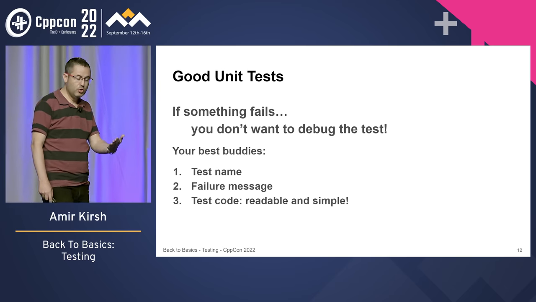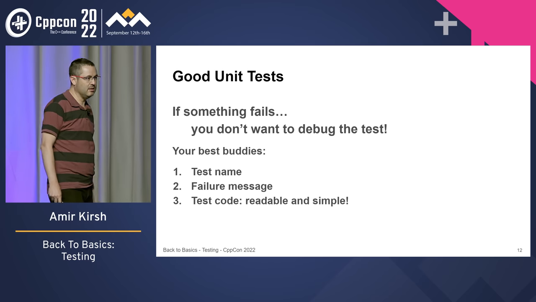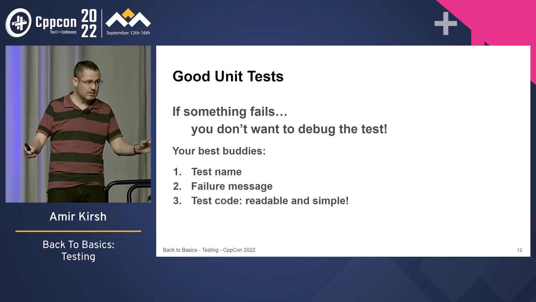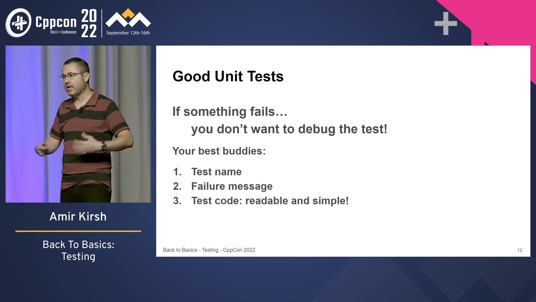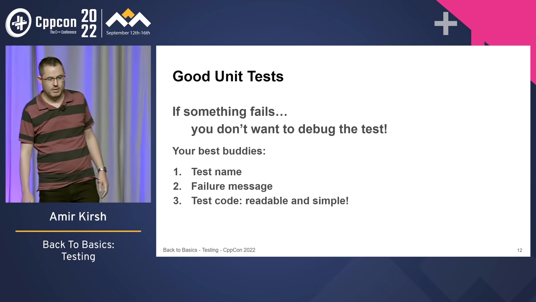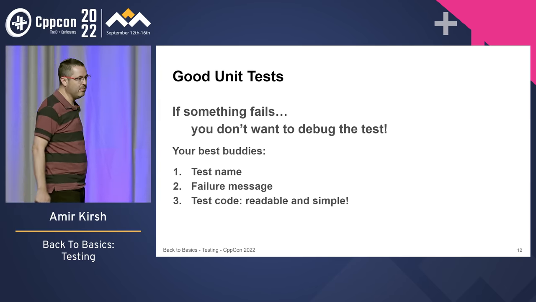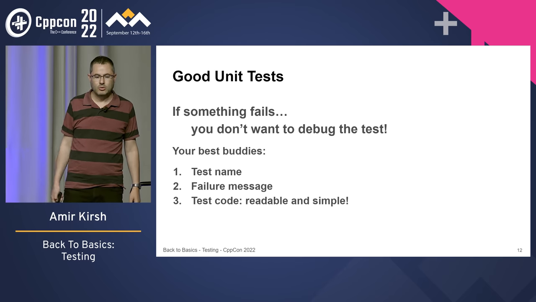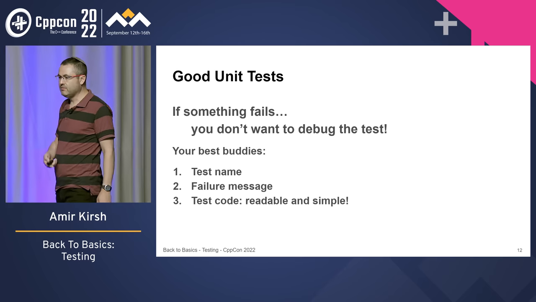So you do not want to debug the test. If you find yourself putting breakpoints and debugging the test, in some cases you need to do that. But if you do that all the time, every time a test fails, something is wrong there. Your best buddies are the test name. The name should say something. The failure message that we would see, and the test code itself.